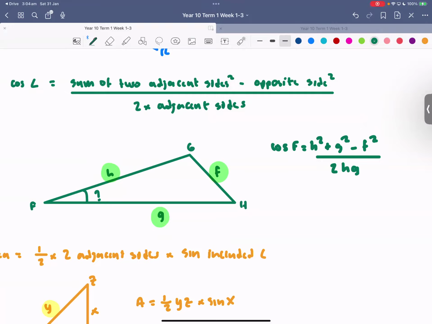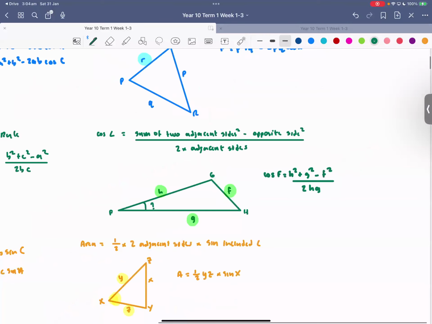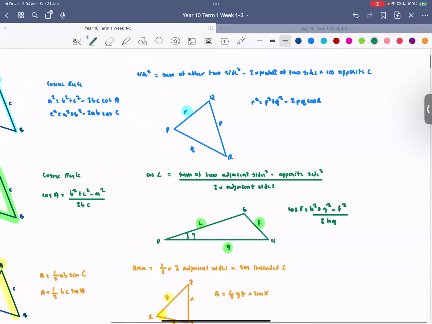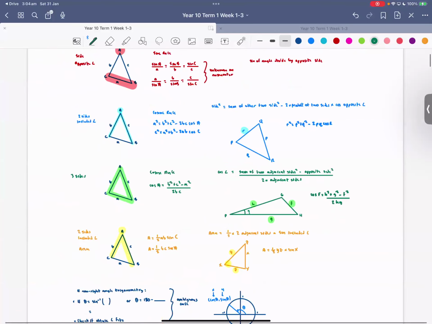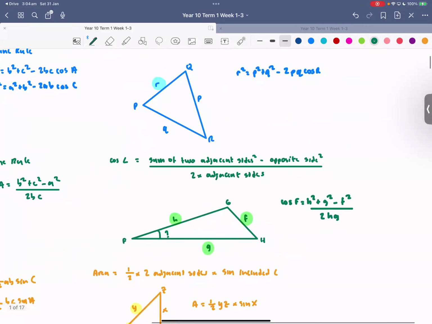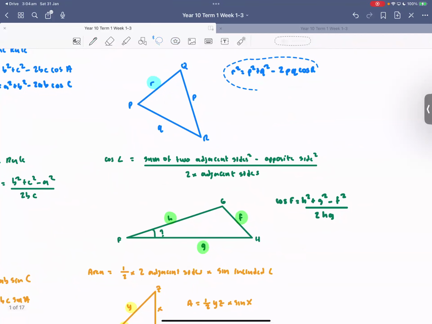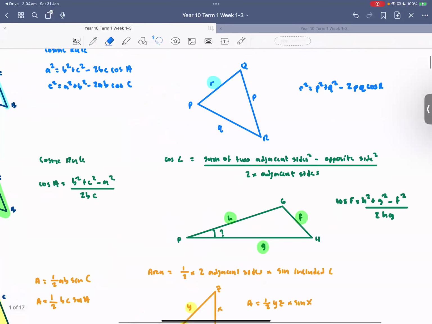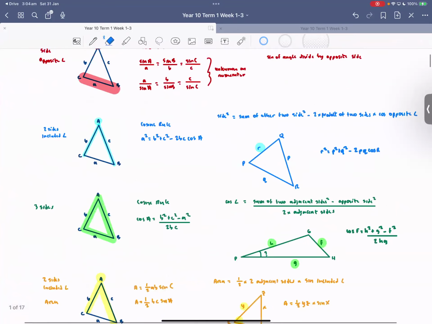See, the English version is so easy. See, he didn't use the rule. He just used the English version. Cos of any angle is the sum of the 2 adjacent sides squared minus the opposite side squared divided by 2 times the adjacent sides. So I very, very much prefer the English version. All right, so yep, that is correct.